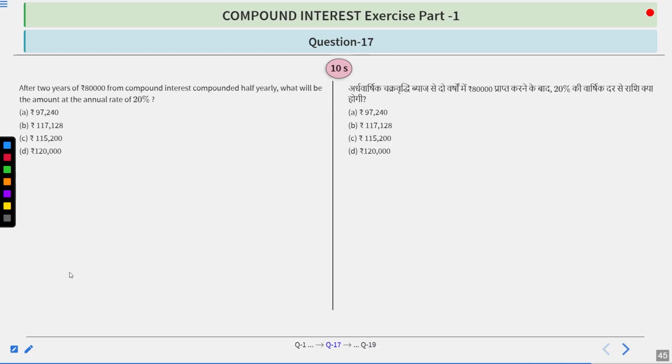Next is, after 2 years of rupees 80,000 from compound interest compounded half yearly, what will be the amount at the rate of 20%? The rate is annual. And the options are option A, rupees 97,240, option B, 1,17,128, option C is 1,15,200, and option D, 1,20,000. These are the options.